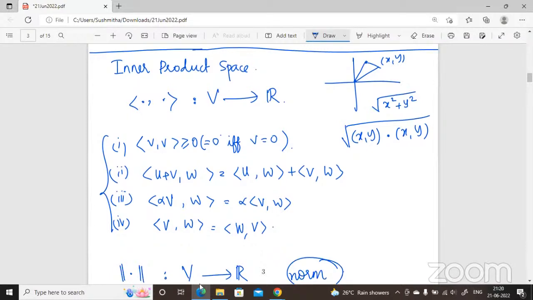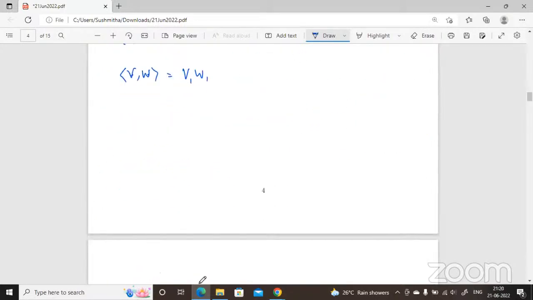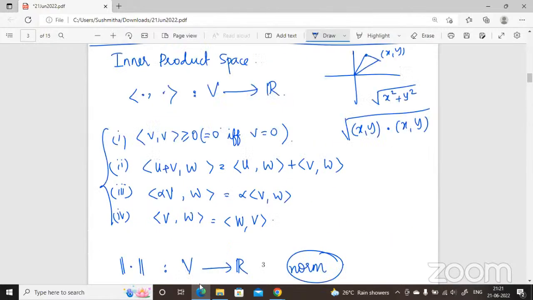Ma'am, one small question. The inner product is from V to R. Could it be from, say, V to R2 or V to R3? No. The output is always a number, a scalar, which is why you're always able to compare. Okay.